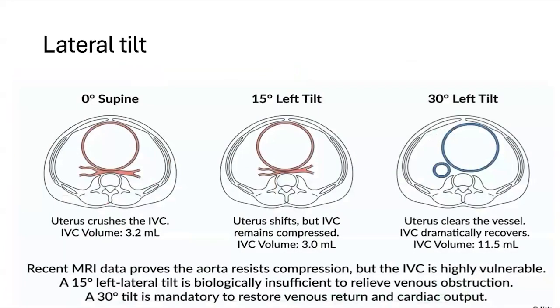Okay. The lateral tilt, you can see here, if the patient is totally supine, there is complete block or occlusion of the IVC. If it is 15 degree left tilt, it might slightly reduce the compression, but if it is 30 degrees, that will definitely open up the IVC, which will improve the blood flow, and that can actually improve the fetal circulation and not hinder the umbilical cord pH drop.